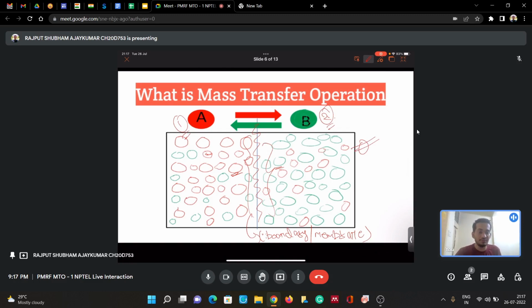There are many more definitions for mass transfer, but the basic term we use is a change in the concentration gradient. It happens due to this concentration difference between the two molecules, and mass transfer happens from the region of higher concentration to a region of lower concentration.